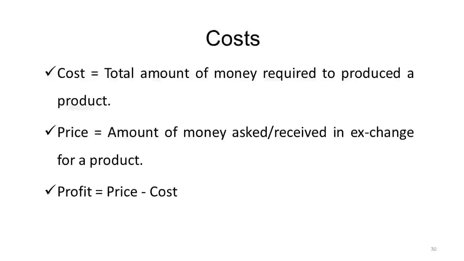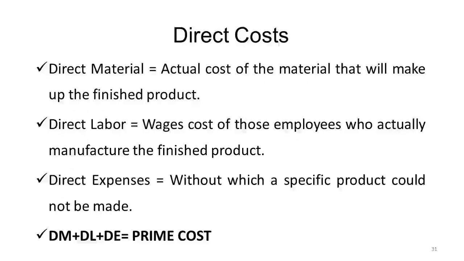So we talked about cost and price. Cost is the total amount of money required to produce a product, and price is the amount of money asked or received in exchange for a product. And what is the profit? Profit is the price minus cost. Now there are direct costs and there are indirect costs. Fairly simple in economics. Direct costs are comprised of direct material, direct labor, direct expenses. Direct material, all such material which you can see in the product, is direct material.